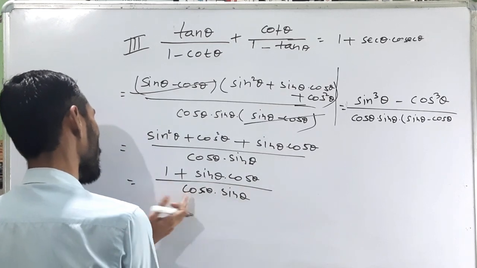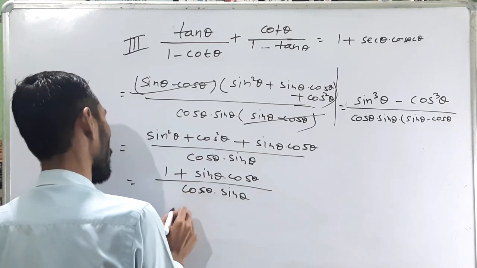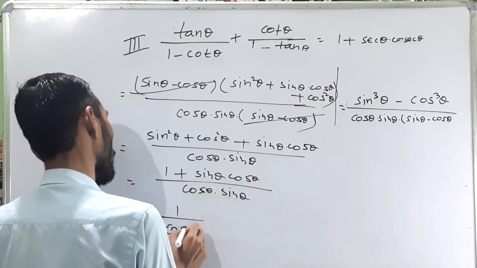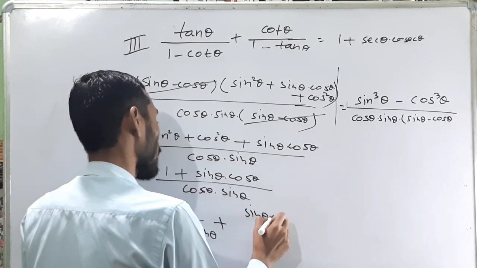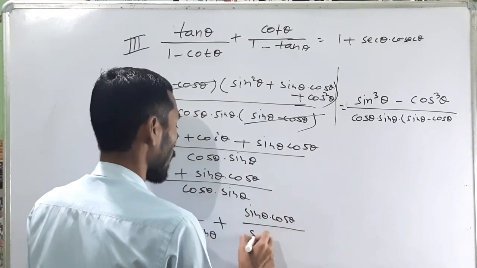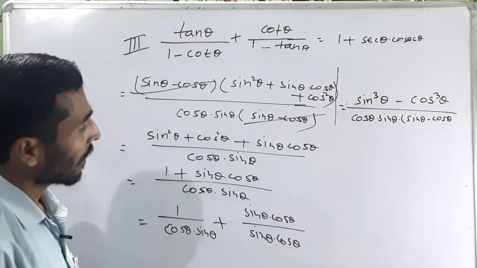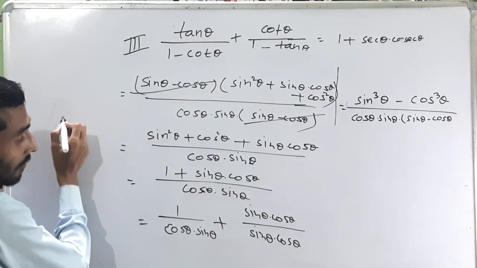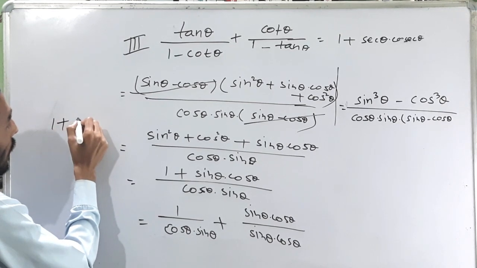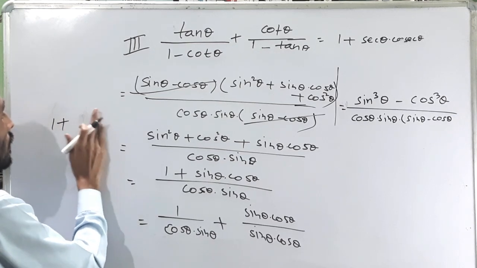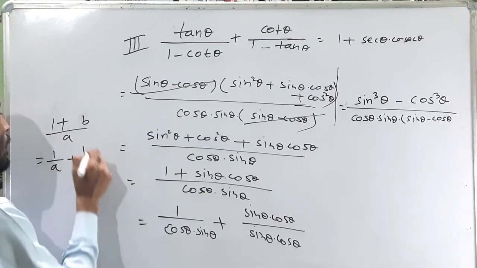And also we can write here 1 by cos theta into sine theta plus sine theta into cos theta by sine theta into cos theta. Like we can write (1 plus b) by a equals 1 by a plus b by a.